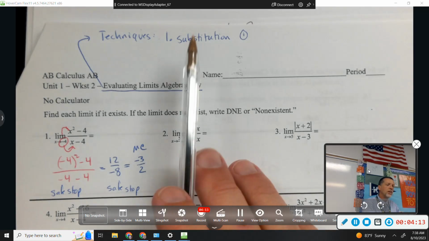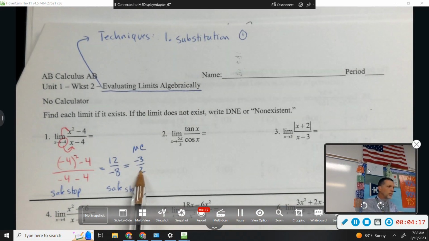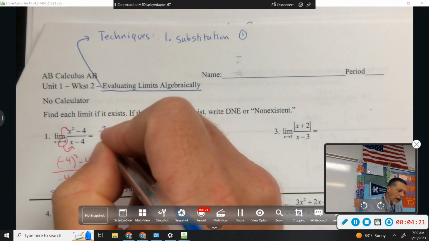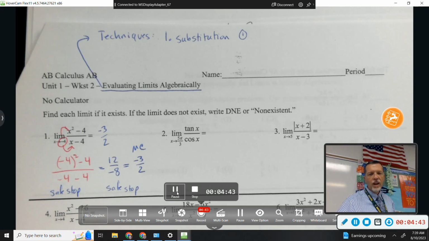Big picture, substitution. We plugged in -4. We got some kind of normal answer, so we're good with that. That's our answer. That limit is -3/2. Pretty simple. Why don't you try, because this will be a good review, you try 2 and 3. Those are substitution problems. And you might have to reflect or remember the unit circle stuff, absolute value stuff. So try 2 and 3, and then we'll go over those in just a second.